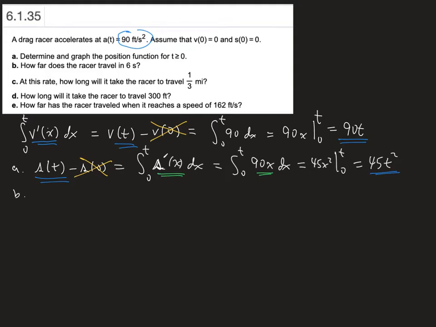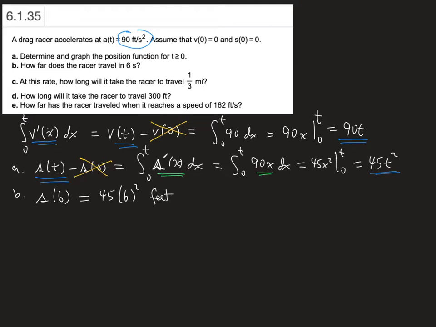The B part asks how far does a racer travel in 6 seconds? Well, s of 6 is the position of the racer at 6 seconds, and so we're just plugging that in to our position function. So whatever that is, measured in feet.